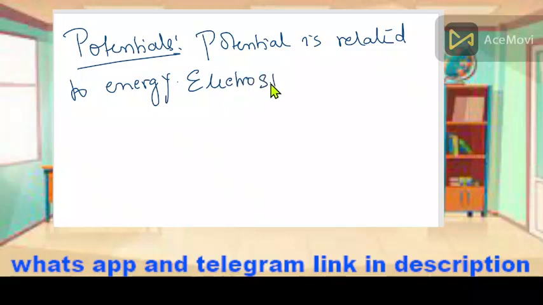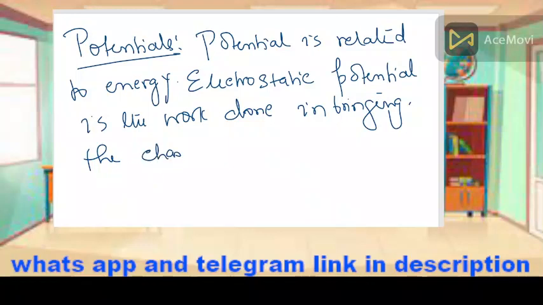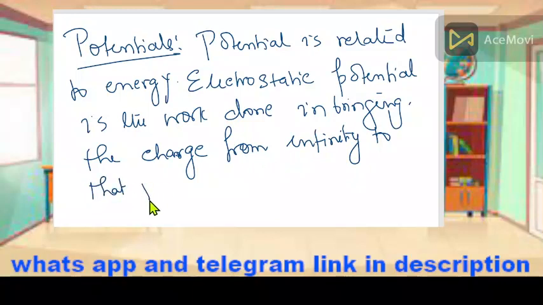Electrostatic potential, you know, is defined as the work done in bringing a charge from infinity to a particular point, that is the potential of that point. In bringing not the charge, but a unit charge, or you can say the test charge, because I am using potential, from infinity to that point. That is the potential of that point.